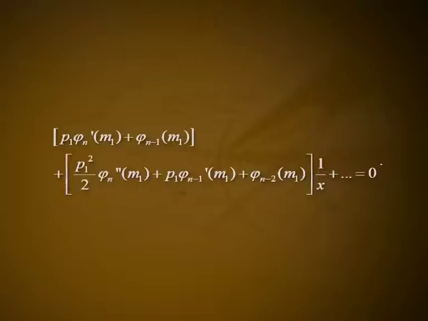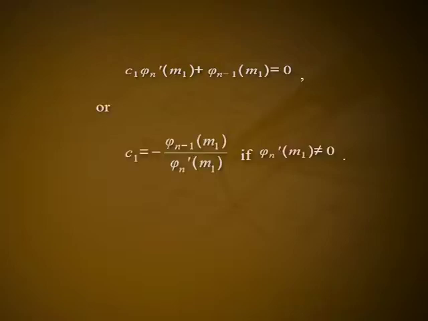Putting phi n of m1 is equal to 0 and then dividing by x raised to n minus 1, we get p1 into phi n dash of m1 plus phi n minus 1 of m1 plus p1 square by 2 into phi n double dash of m1 plus p1 phi n minus 1 dash of m1 plus phi n minus 2 of m1 into 1 by x plus etc. is equal to 0. Let x tend to infinity.